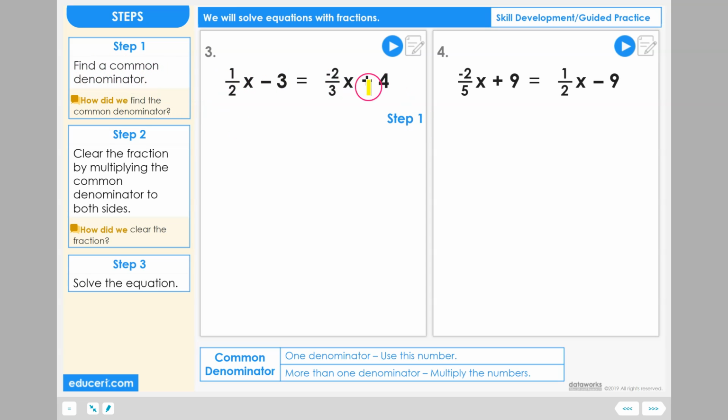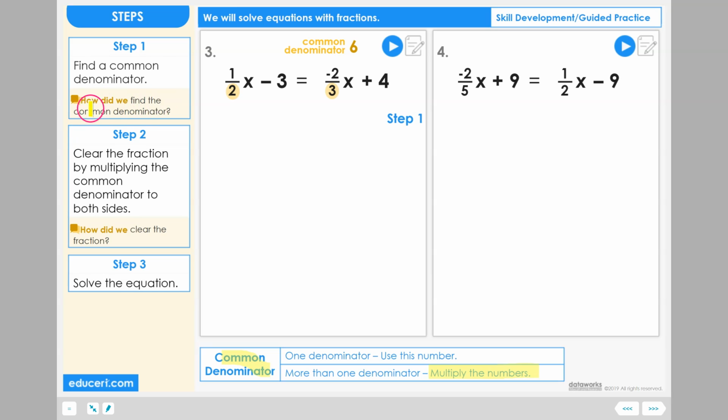Let's take a look at our equation and find the denominators already in the equation. There's a 2 and a 3. We have two denominators in our equation. Whenever we have more than one denominator, the common denominator can be found by multiplying these numbers together. Since 2 times 3 equals 6, our common denominator is 6.